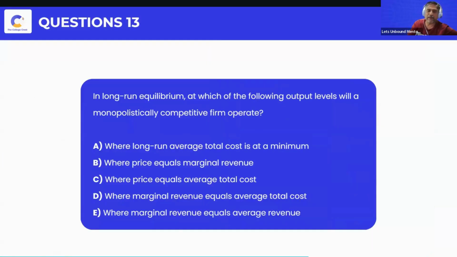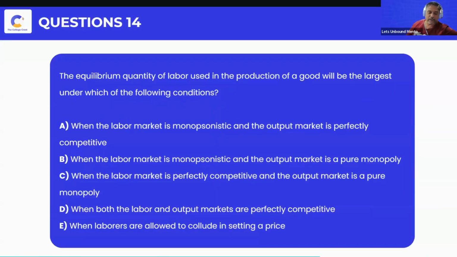In long run equilibrium, at which of the following output levels will a monopolistically competitive firm operate? Okay, so a monopolistically competitive firm will operate where price will equal the average total cost. Again, a very fundamental concept directly being checked in the form of an MCQ. So that would be option C.